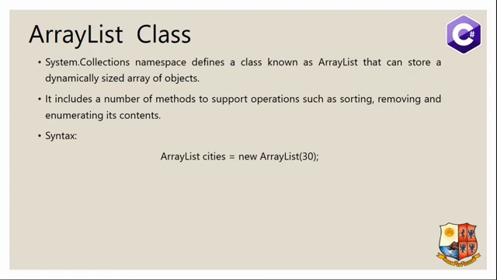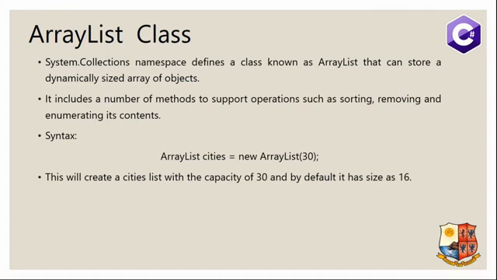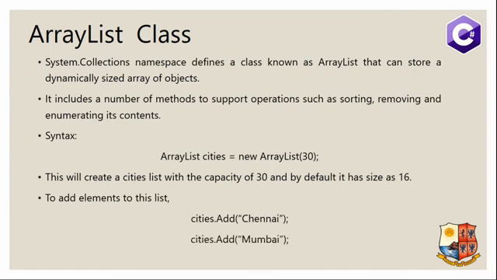Now, instead of putting that bracket and all those things, you can use methods like this. By default, it has a size of 16, but you can increase the capacity however you want, whenever you want. To add elements to this list, you just need to call cities.Add. That's all. You just keep adding stuff inside it, whatever data type you want. So you just keep adding data into that list, and the array list is ready. That array list is one example of a collections class in C#.